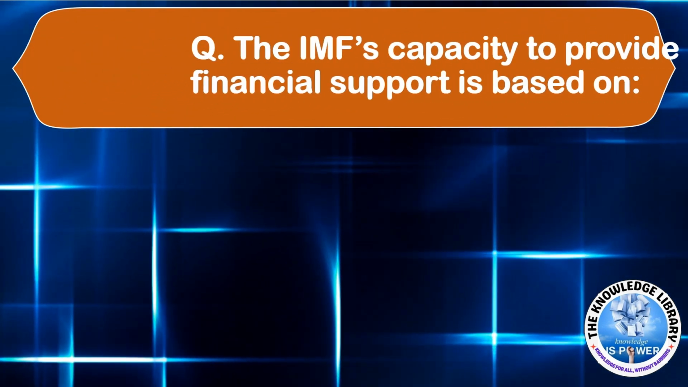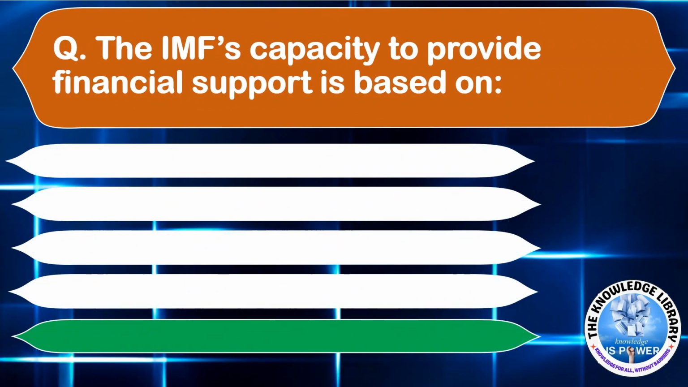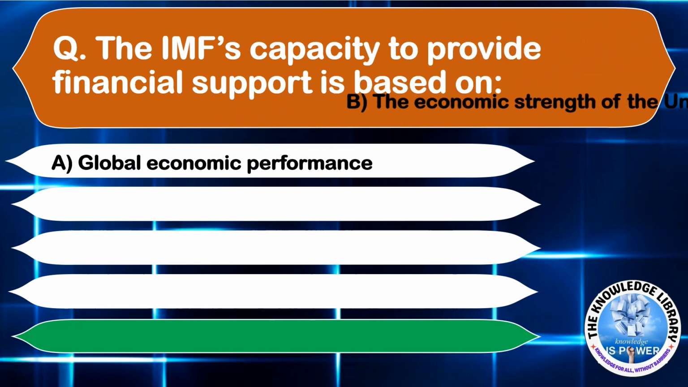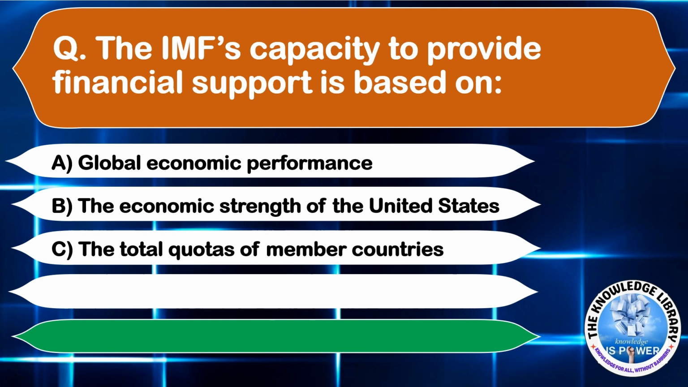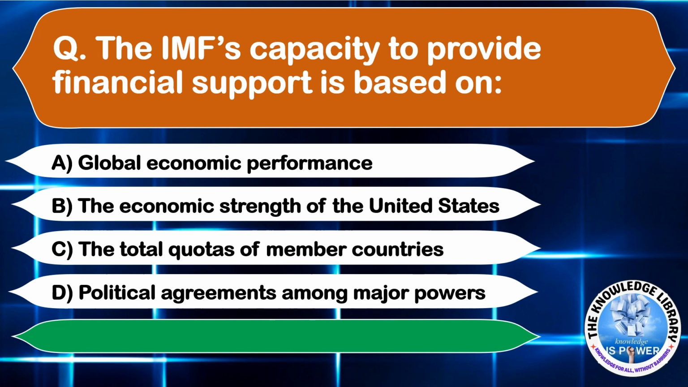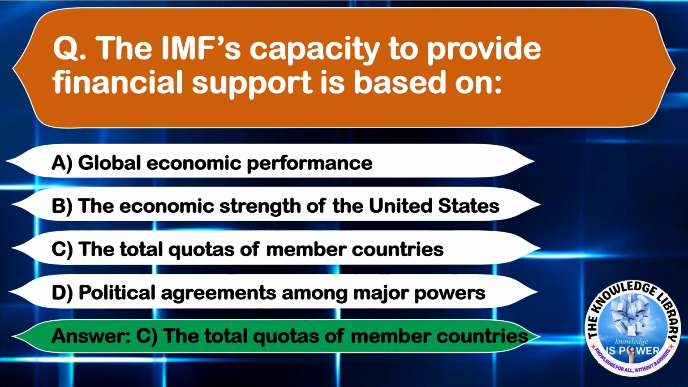Next question is, the IMF's capacity to provide financial support is based on option A, global economic performance. Option B, the economic strength of the United States. Option C, the total quotas of member countries. Option D, political agreements among major powers. Answer is option C, the total quotas of member countries.